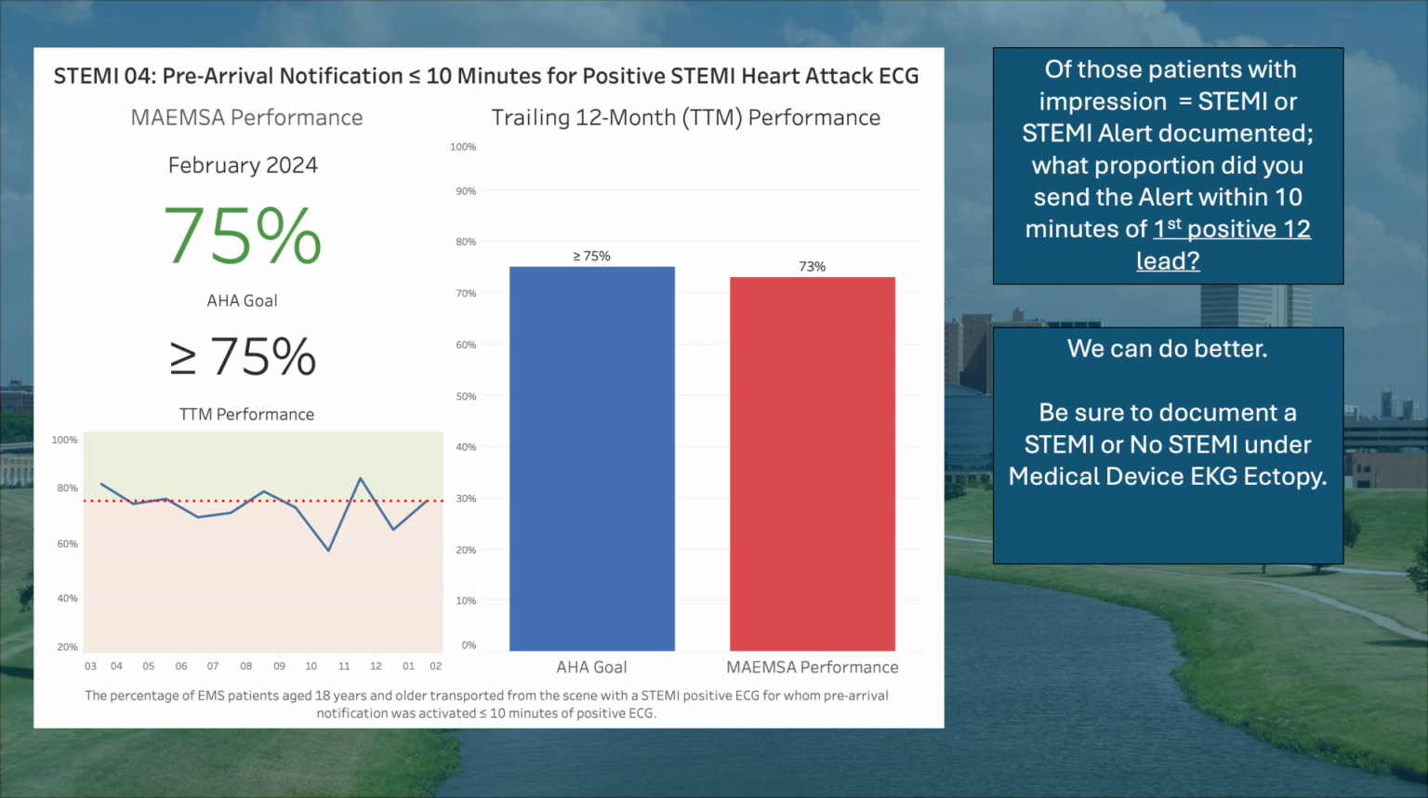Yeah, let's do it. Next up, pre-arrival notifications. This is, again, the denominator, primary or secondary impression of STEMI, or a STEMI alert. And in this one, we need to notify the hospital of an incoming STEMI within 10 minutes of the first positive ECG. I want to be clear, that is not the first ECG. Now, in most cases, it probably will be, but the way we measure this is we go in for each 12 lead and determine whether that was interpreted as a STEMI or not. And how you document that turns out to be important.